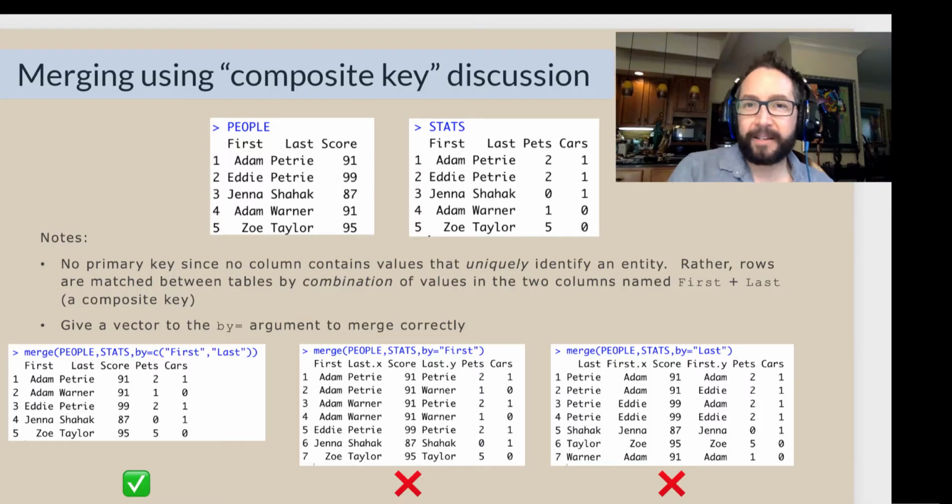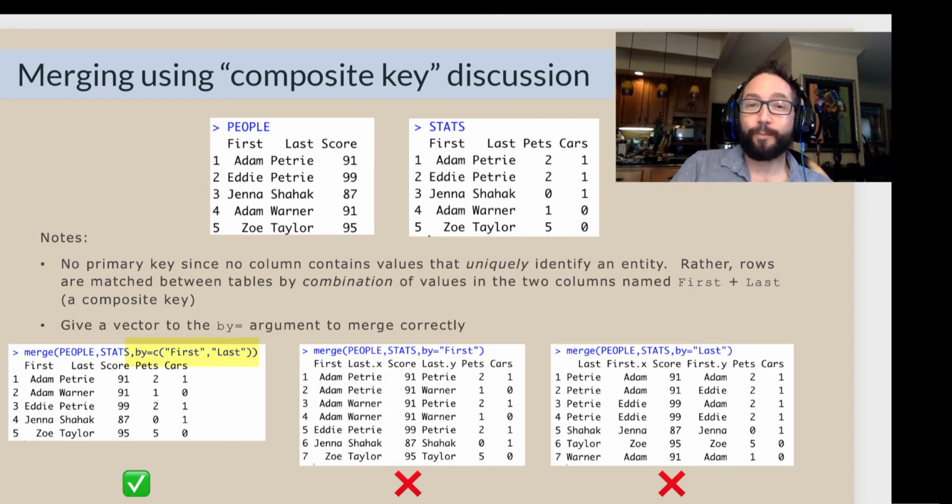So if you find that when you're merging two different tables and you can't just match them up by a single column, and you actually have to match them up by combinations of values you find in two or more columns, what do you do with that by argument? Well, you just pass a vector of the column names that form that composite key in this case.